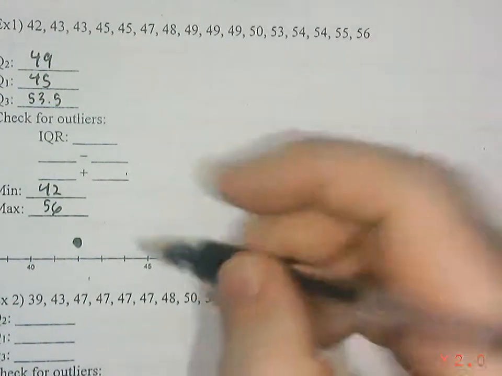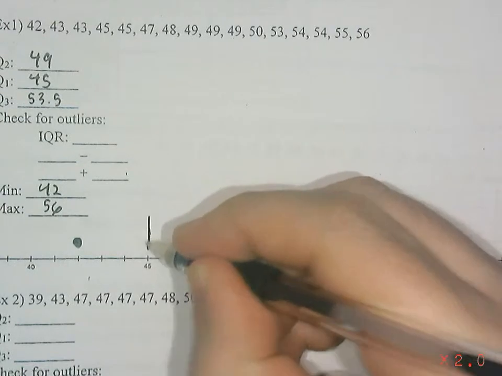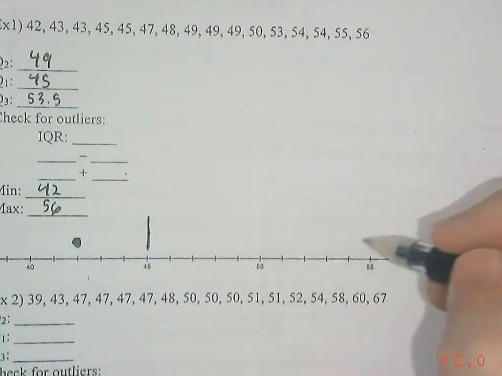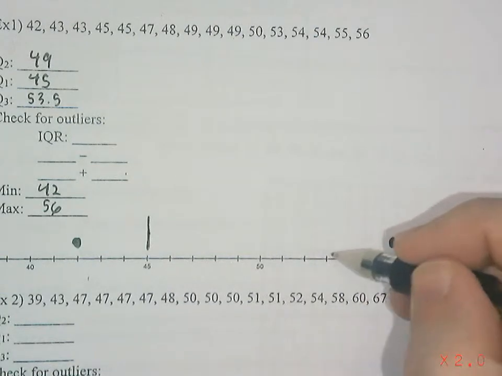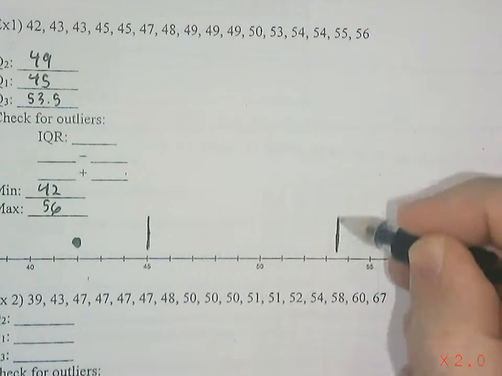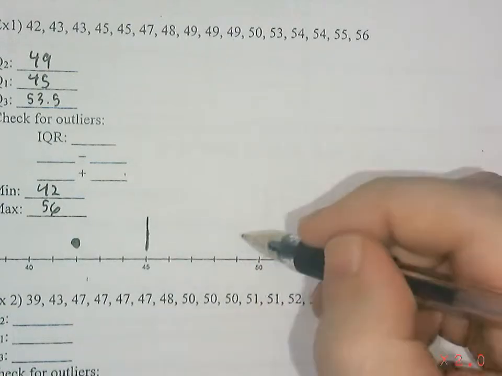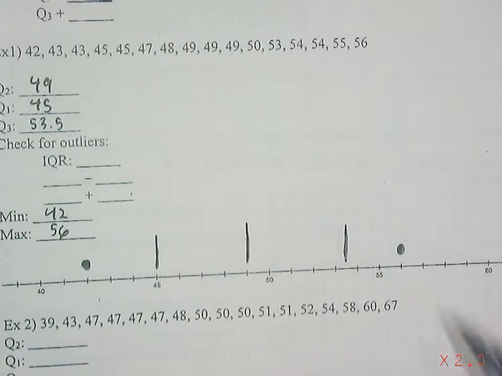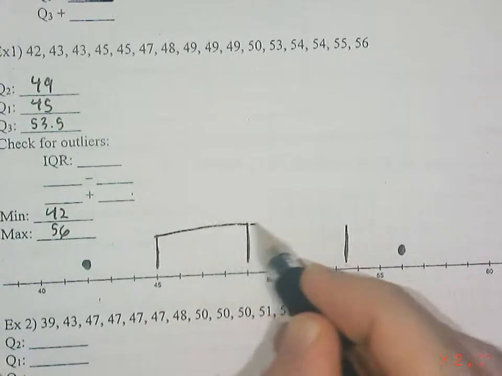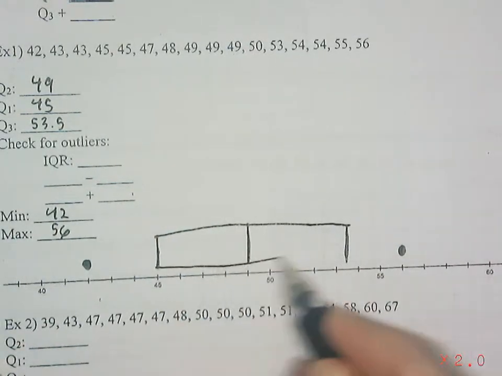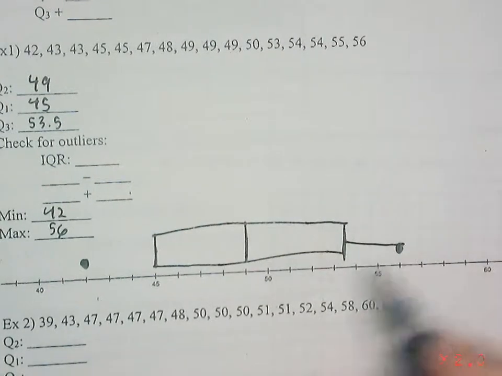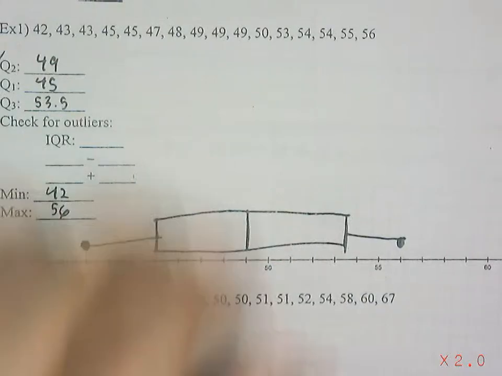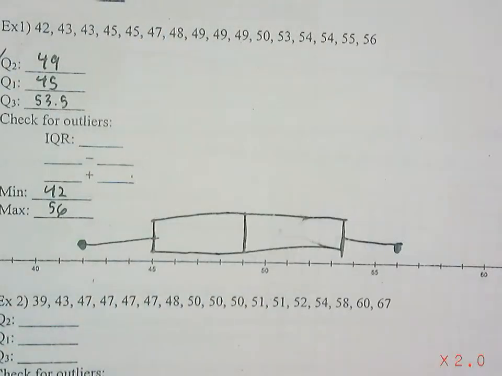So quartile 1 was at 45. Quartile 3 was at 53.5. So 1, 2, 3.5. Quartile 3. The median was at 49. And now to do the box and whisker, I basically just connect these lines to form a box, and then just draw a line to get my whiskers. And that is the box and whisker that represents all of this data.